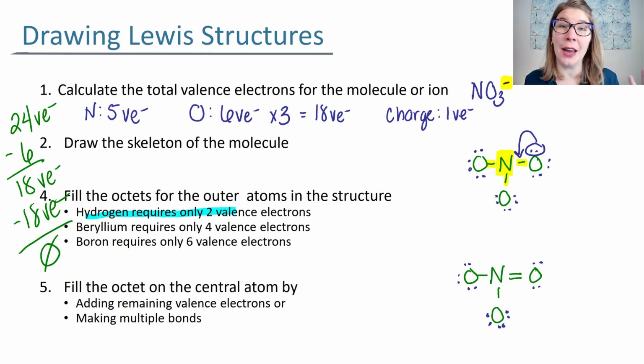If we would have had more electrons, then we could have just put the extra electrons on the nitrogen, but because we had 0 electrons, we couldn't do that.